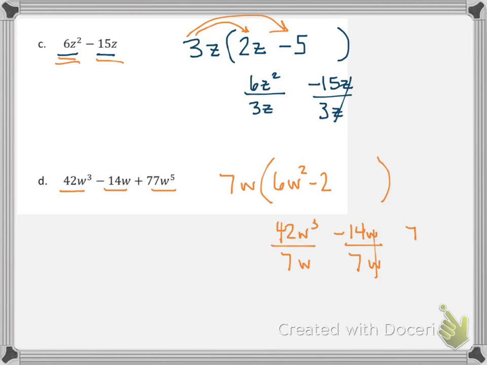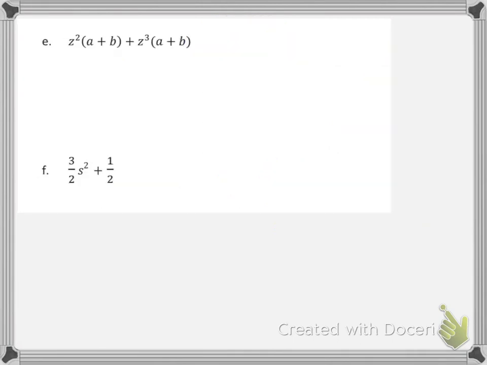Last term, 77W to the 5th divided by 7W gives us a positive 11. And W to the 5th divided by W is W to the 4th. All right, E.